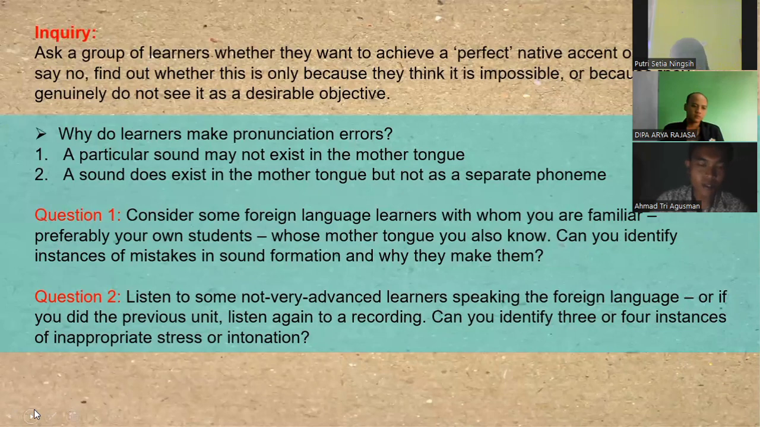Inquiry. Ask a group of learners whether they want to achieve a perfect native accent or not. If they say no, find out whether this is only because they think it is impossible or because they genuinely do not see it as a desirable objective.